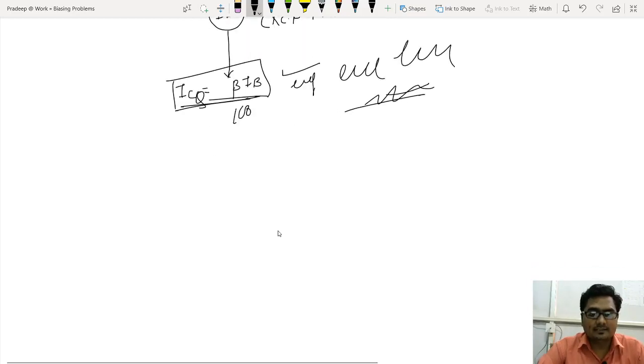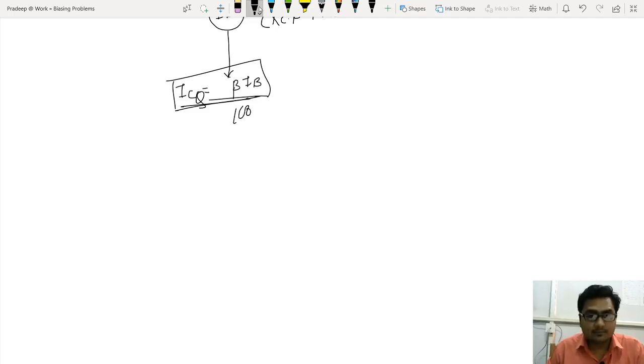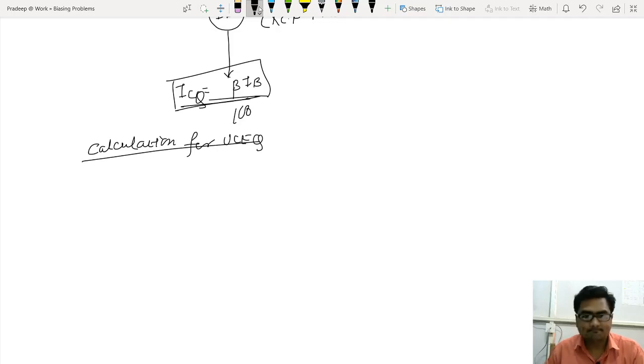Calculate the value of ICQ. So if the ICQ value is done, then turn towards VCEQ, because this is the remaining part. Calculation for VCEQ. Okay, let me check now. Calculation for VCEQ. No, still there is a problem. Okay, we'll finish this anyhow. Calculation for VCEQ and then we'll stop. Okay, as we are at the last part, VCEQ.